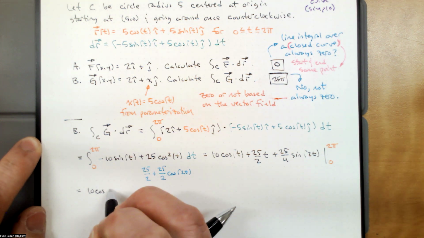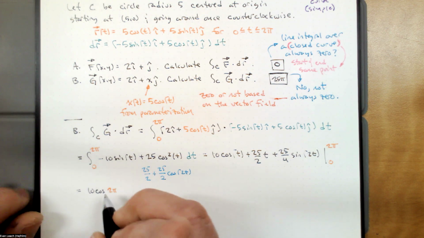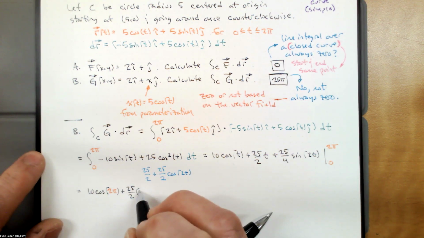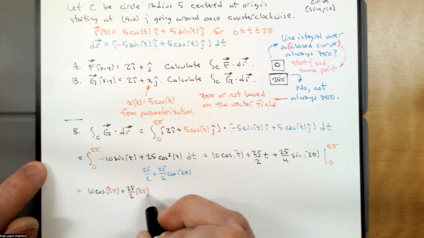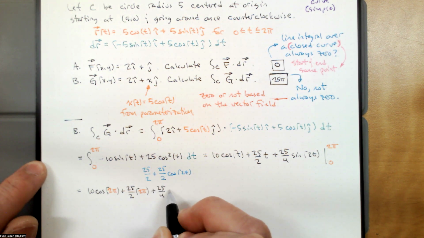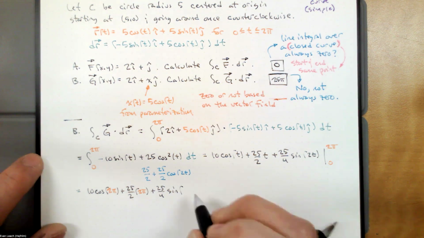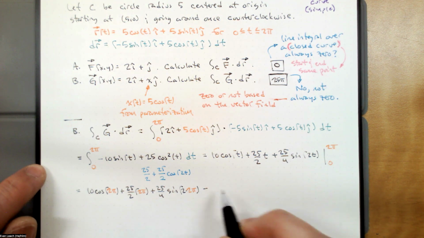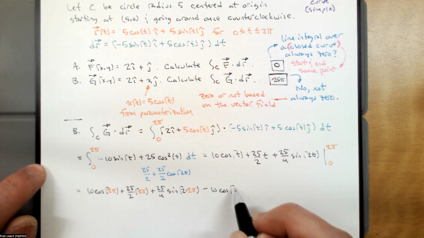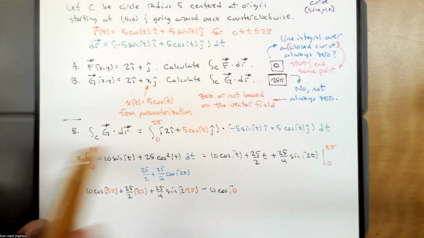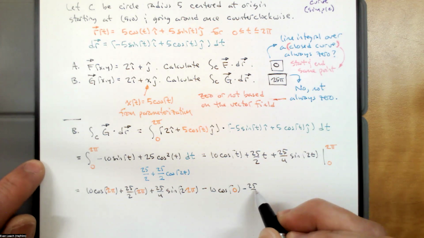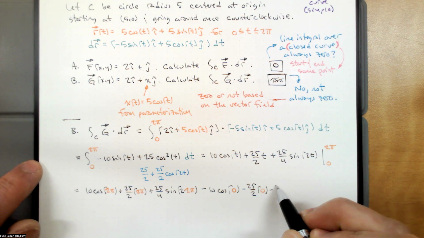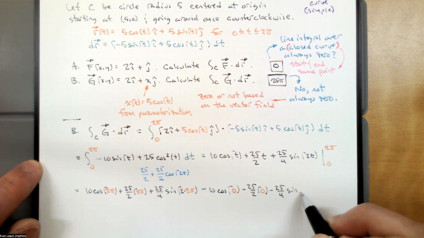Cosine of 2 pi plus 25 over 2 times 2 pi plus 25 over 4 sine of 2 times 2 pi. Minus 10 cosine of 0 minus 25 over 2 times 0 minus 25 over 4 times the sine of 2 zeros.